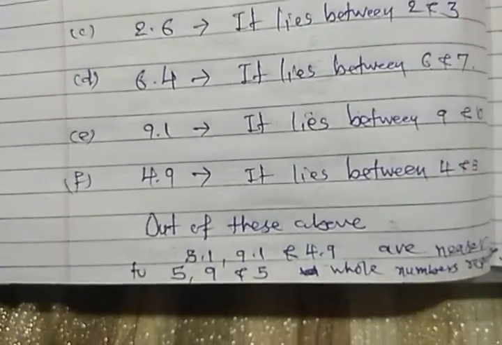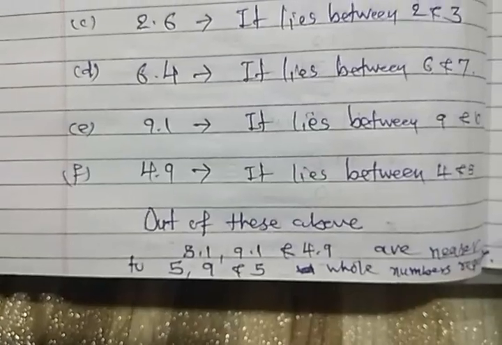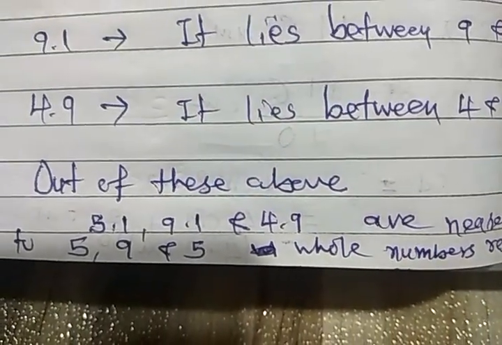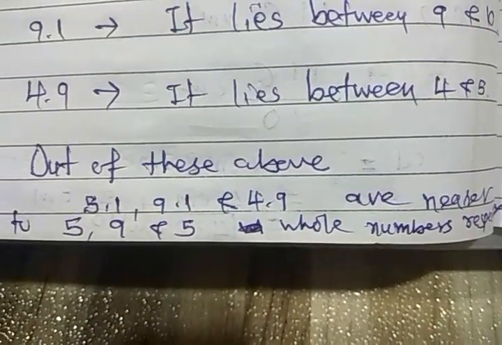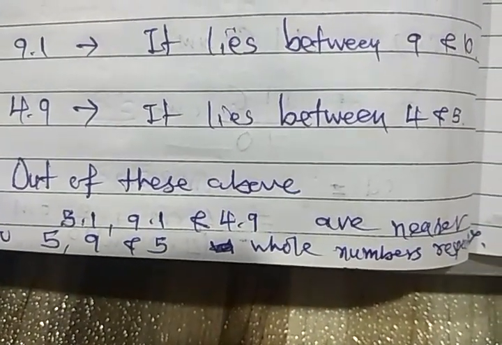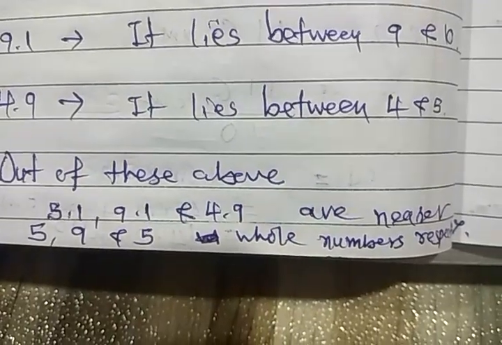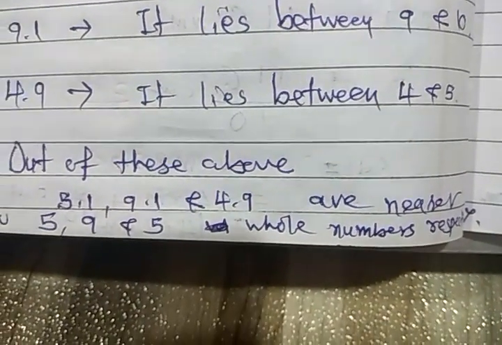Out of these, which one is nearer to the whole number? Here you see, students, 3.1, 9.1 and 4.9. 5.1 is nearer to 5, 9.1 is nearer to 9, and 4.9 is nearer to 5 respectively. Okay.